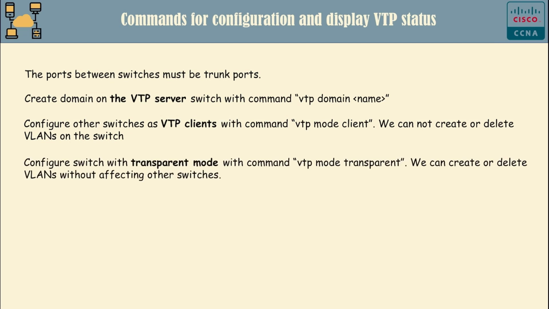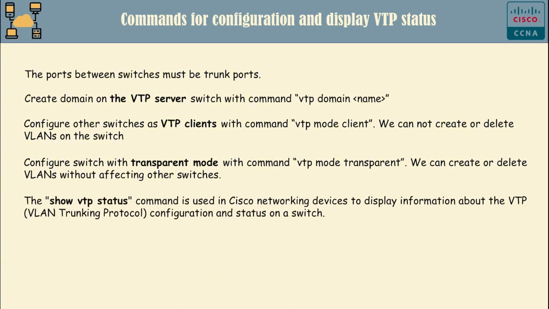If some switches only need to forward VLAN information without participating in VTP synchronization, you can set them to transparent mode. With this command, you can create or delete VLANs without affecting other switches. The show vtp status command is used on Cisco networking devices to display information about the VTP, VLAN Trunking Protocol, configuration and status on a switch.